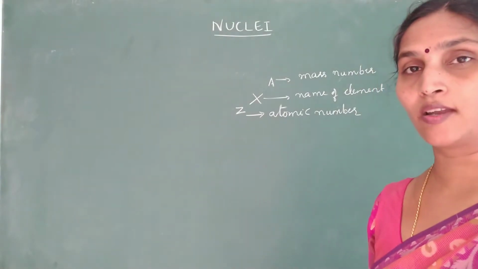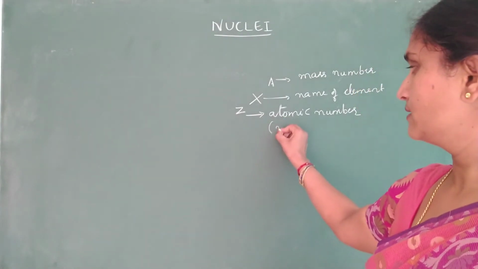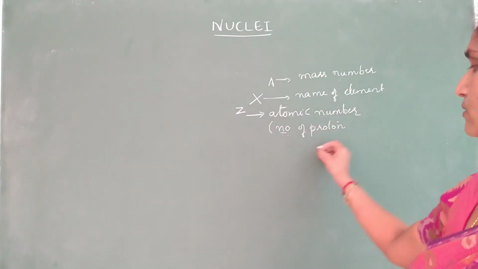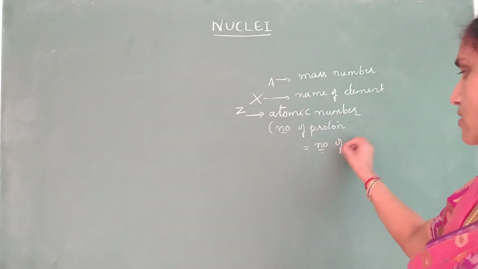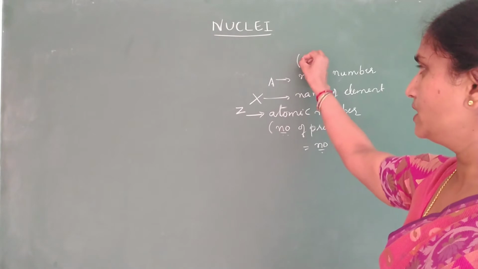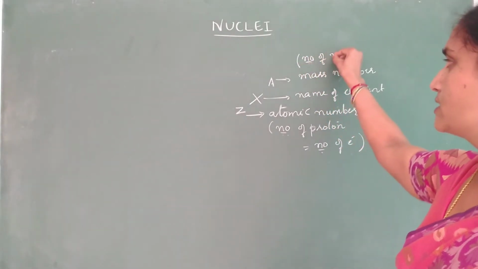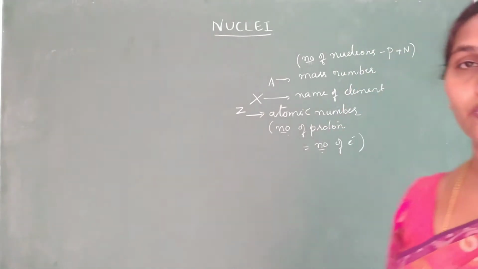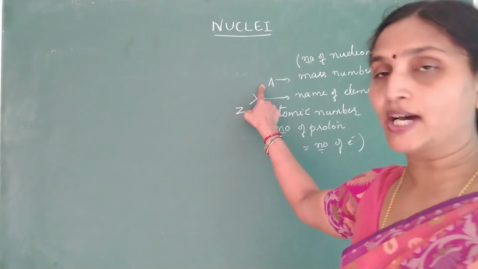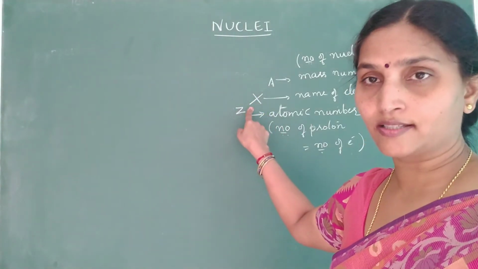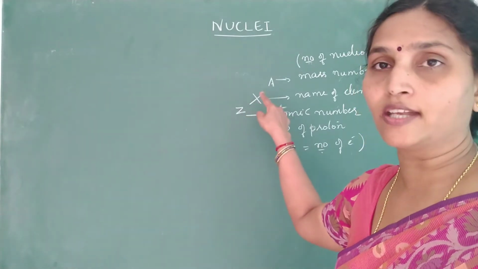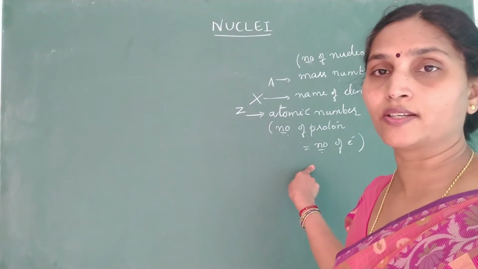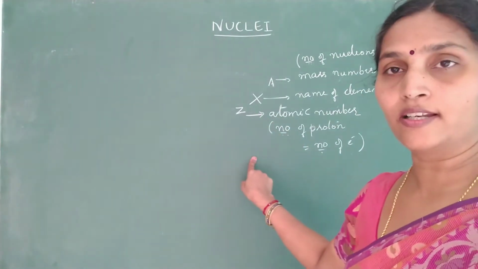What is the significance of this atomic number? Atomic number gives us the number of protons, which is also equal to the number of electrons. Whereas mass number gives me the number of nucleons, which is the sum of protons plus neutrons. The element name we write as X: if it is hydrogen, H; if it is helium, He, and so on. So we'll be using this general representation.